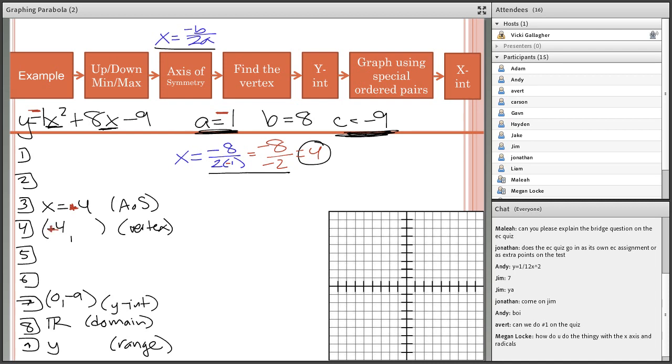Also, now that a is negative, it's a down parabola, which has a max, and my range is going to be less than or equal to. I'm trying to fix everything in red that I had wrong. I apologize.